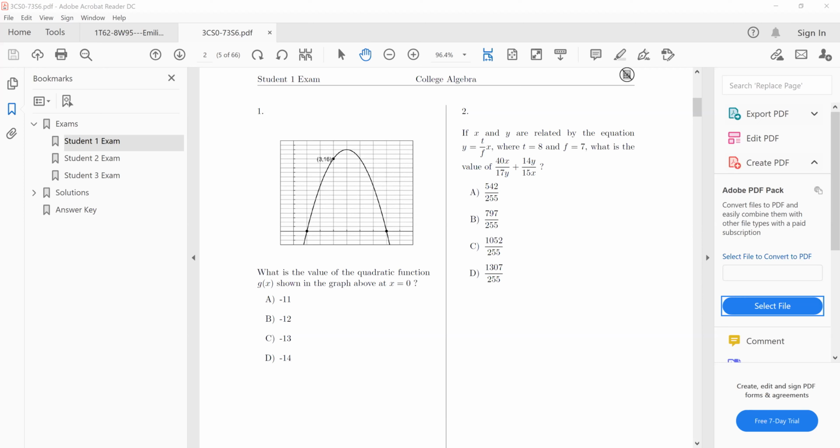So it says, what is the value of the quadratic function g of x shown in the graph above at x equals 0? Depending on the print quality, you may not be able to easily say that that's the origin there, where I've drawn the little crosshairs. You can tell though by the data point. The data point is 1, 2, 3, and up 16 if you want to count. So you can get there.